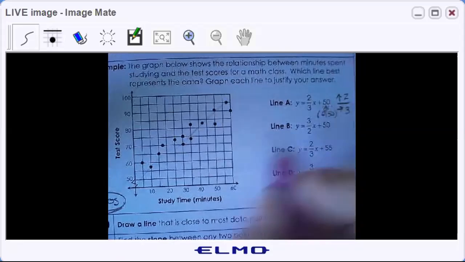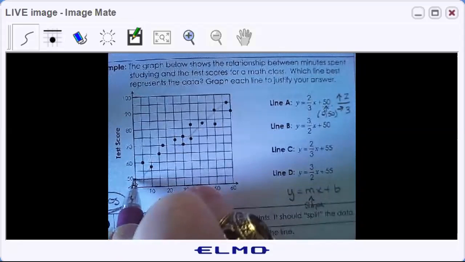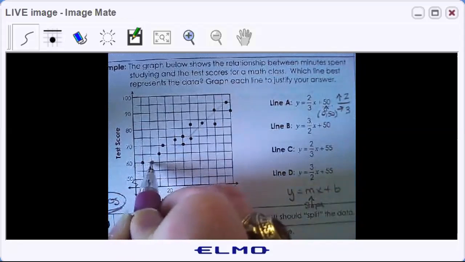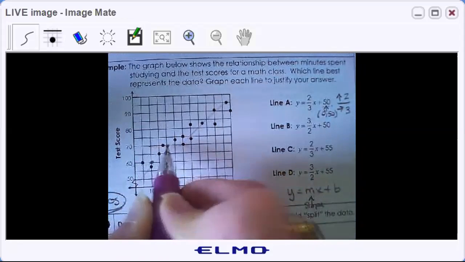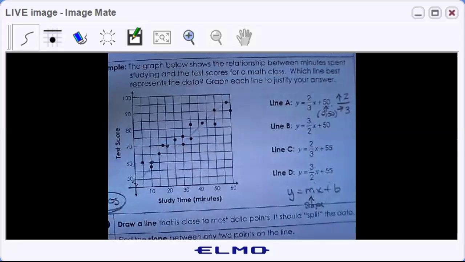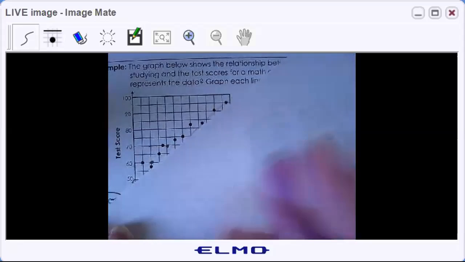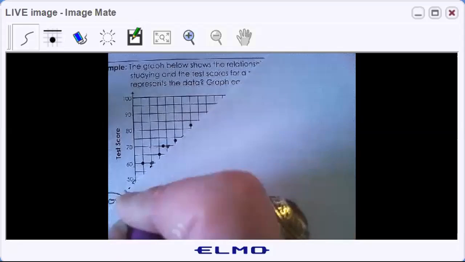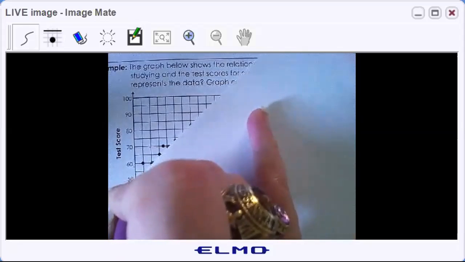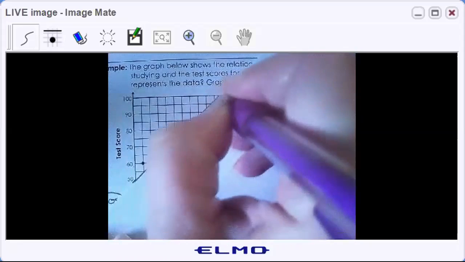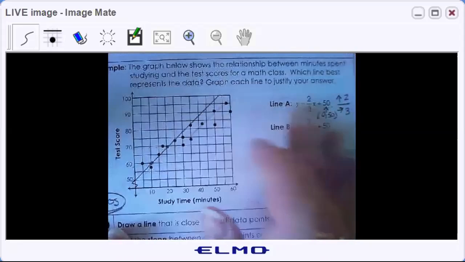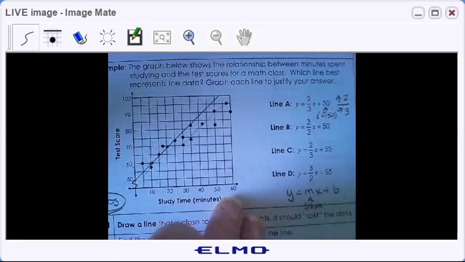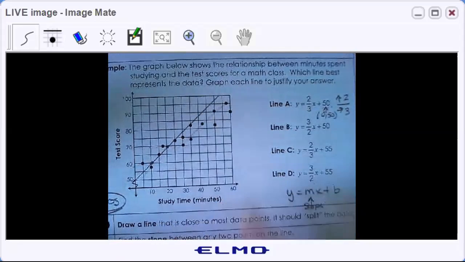So let's look at this. I'm going to go to 0 and 50, and then I'm going to go up 2 and over 3, up 2 and over 3, up 2 and over 3. Now, once I have those, I'm going to sketch my line and see, does it match my information? Well, kinda. It's close. It's not perfect, but it's close. So that's a possibility. Let's look at the next one.